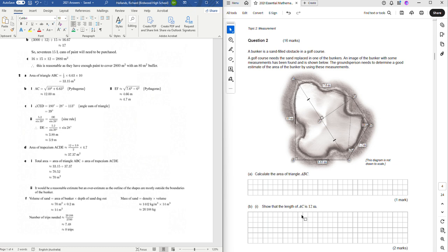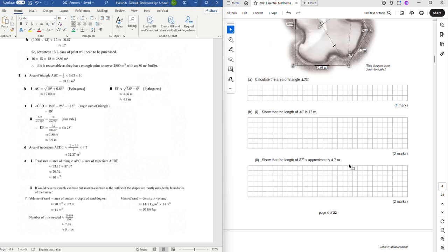Show that the length AC is 12 meters. Well, we've got these two here, and we've got this right angle here, which means that AC, this distance from here along here, is the hypotenuse of a right angle triangle. So we're going to use Pythagoras' theorem. Most of us did that correctly.